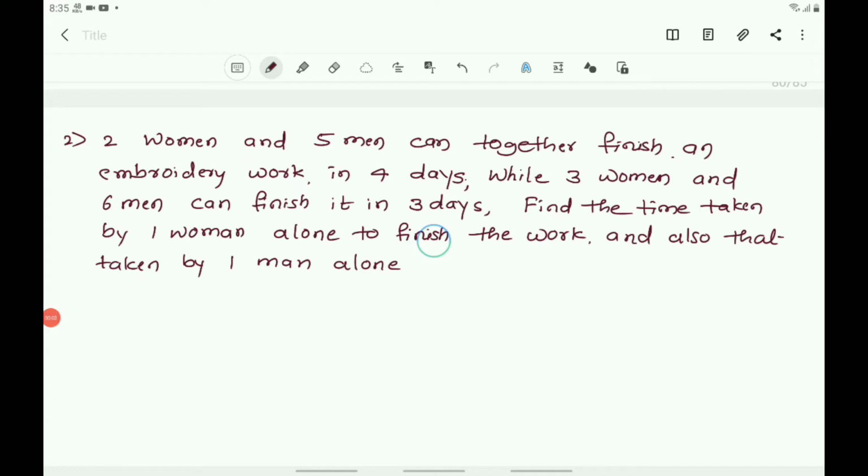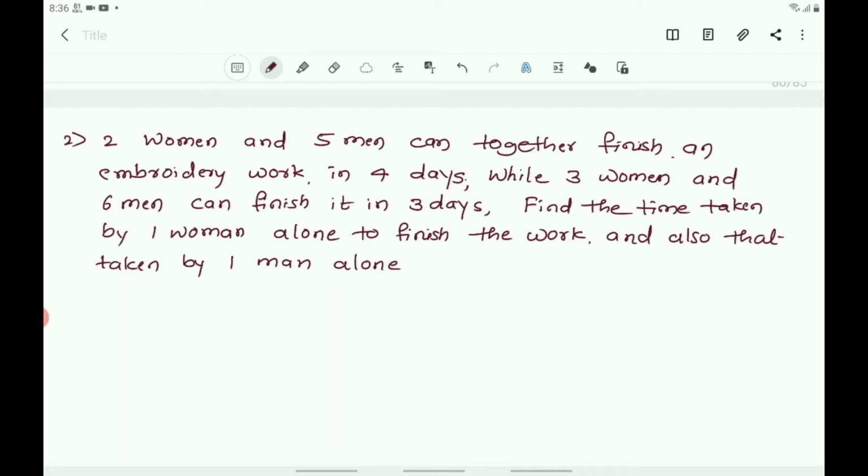Now let us take the second question. The question is, 2 women and 5 men can together finish an embroidery work in 4 days, while 3 women and 6 men can finish it in 3 days. Find the time taken by one woman alone to finish the work and also that taken by one man alone.